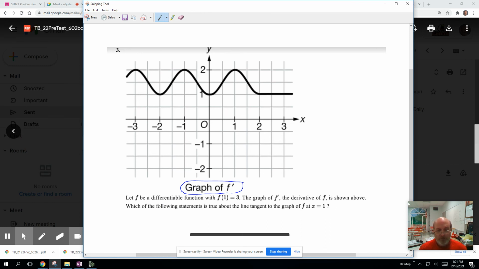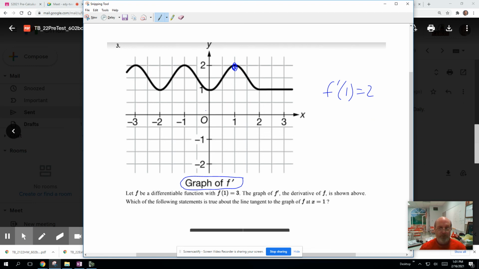It says let f be a differentiable function, f of 1 equals 3. The graph of f prime, the derivative of f, is shown above. Which of the following statements is true about the line tangent to the graph of f at x equals 1? Okay, all I know right now is that f prime of 1 equals 2. That's all I know so far about the graph of this function.